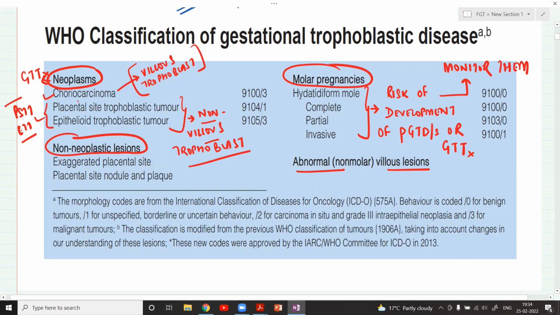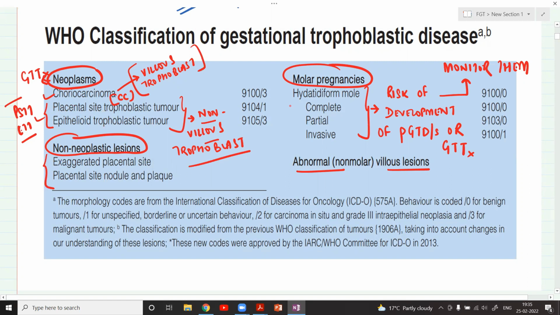Now just remember the short forms of each, because further on we are going to see the short forms. Choriocarcinoma is CC, PSTT is placental site trophoblastic tumor, then we have epithelioid trophoblastic tumor, that is ETT. Non-neoplastic lesions are exaggerated placental site and placental site nodule and plaques. Whereas in the molar pregnancy, we have complete mole, partial mole, and invasive mole.